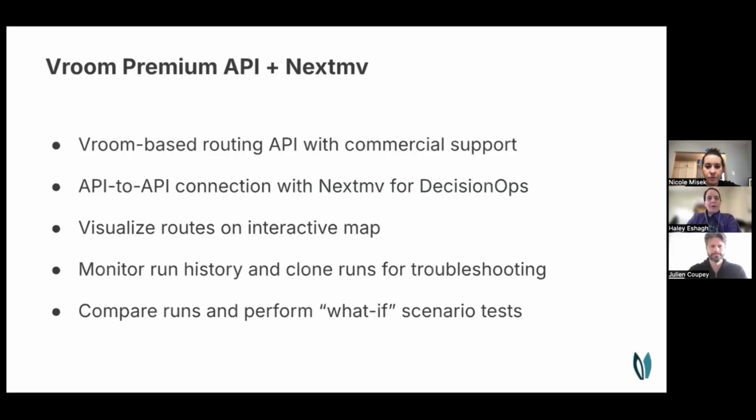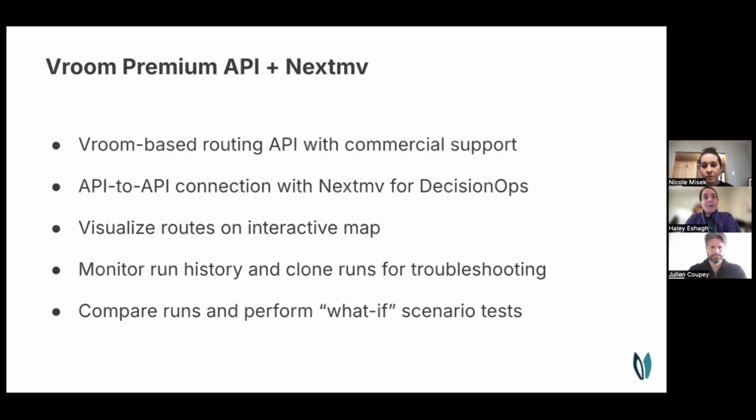Now, when you bring Vroom Premium API and Nextmv together, you get the Vroom-based routing API that has all the commercial support and goodness that Julien is going to speak to here in just a moment. It's an API to API connection that hooks into Nextmv's decision ops capabilities, which helps you visualize routes on an interactive map, monitor run history and clone runs for troubleshooting, compare runs, and perform what-if scenario tests. And these are all things that Nicole is going to highlight and give us a tour of here in just a moment.